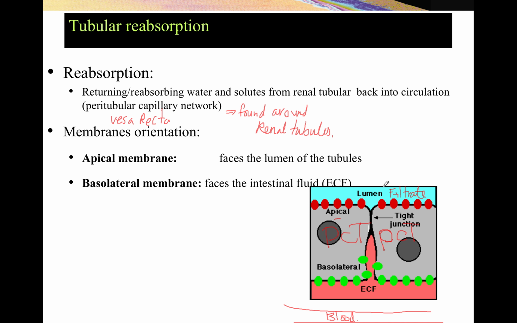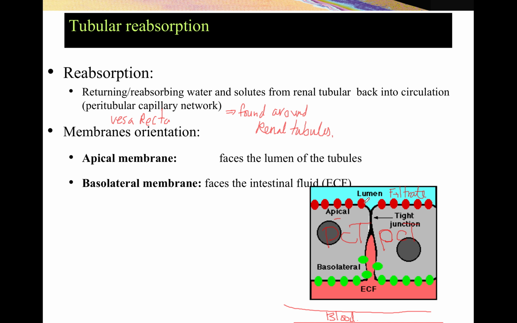So the way I want you guys to look at it is this. You have filtrate, which contains water, ions, glucose, and amino acids right here. So you need to take those molecules and return them back somehow to the bloodstream that you have right here. Now, to understand this, we have two membranes, and these membranes are very important because of the type of protein channels that can be found in them.